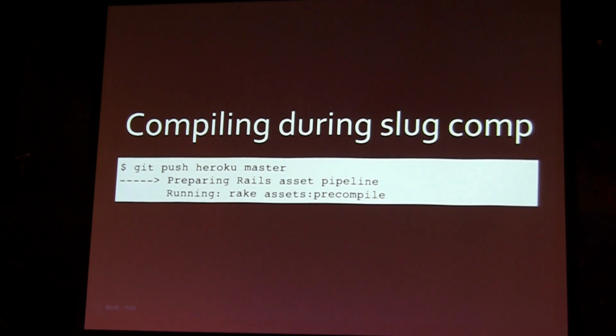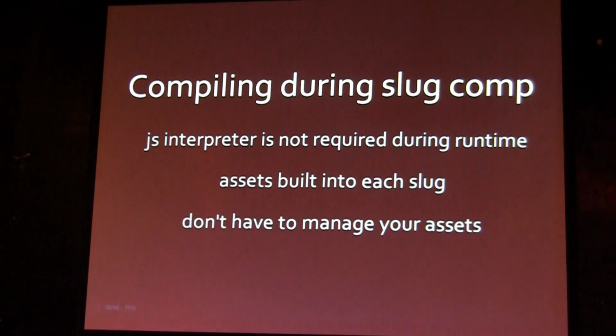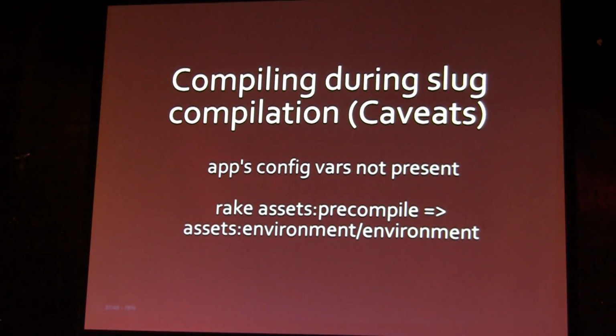So the rake task will run, and the nice thing about this is it has all the similar characteristics of compiling locally, but this time you don't have to manage the assets yourself. You don't have to do any of that terrible Git managing of your assets. You can just rely on Heroku to cleanly build them each time you push up, and so the assets will always be what you expect them to be. But there are some serious caveats with this solution.